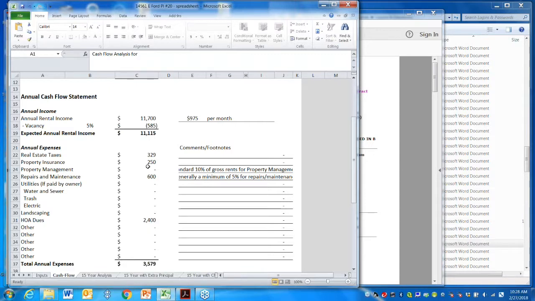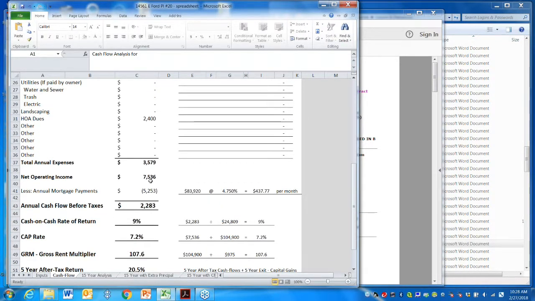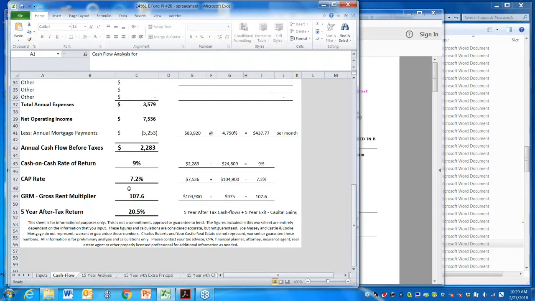So you have income minus expenses, which would be called the net operating income, which is this number right here, your net operating income. And then this is your mortgage. And here you have your annual cash flow before taxes. Very pertinent number.